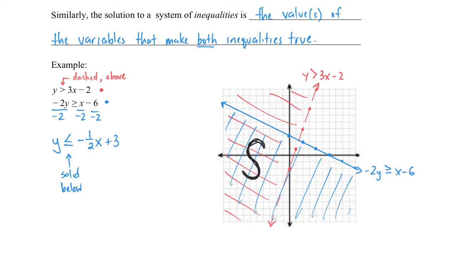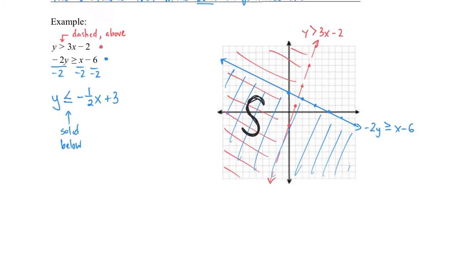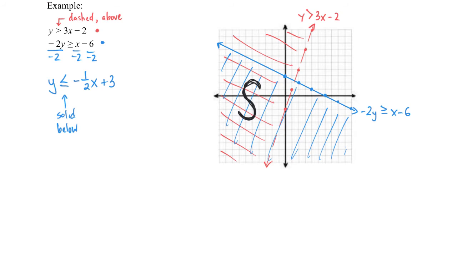And so if I were to pick any point within that solution area, they should make both inequalities true. So what's an easy point to pick? Do not pick points that are on the line, because remember that's dangerous. But how about this guy right here? That's an easy one. So here's a possible solution: 0, 0. That's an easy one to deal with.